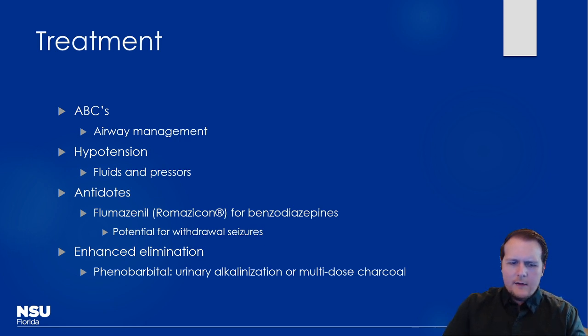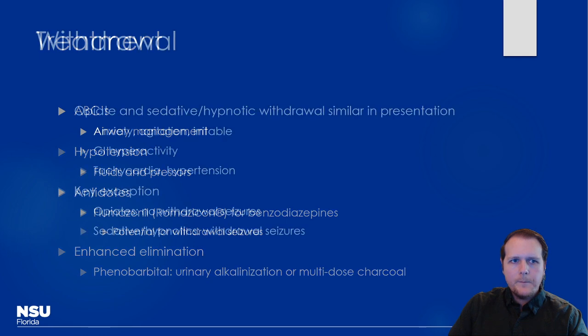In terms of enhanced elimination, we don't have a lot of options here. I'm not really going to get into the specifics about things like urinary alkalization and multi-dose charcoal. We'll talk about charcoal later. But essentially, there are some ways you can help clear a drug faster by giving bicarb, which helps alkalize the urine to a higher pH. You can clear drugs a little faster. So I use that a lot for aspirin overdoses, but you can use it for phenobarb too.